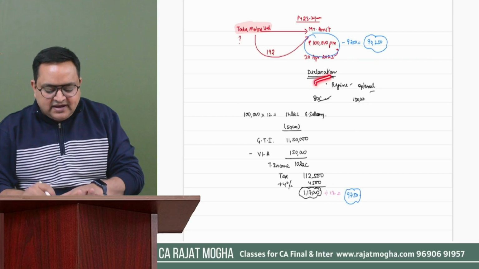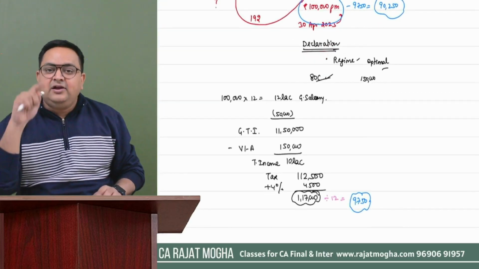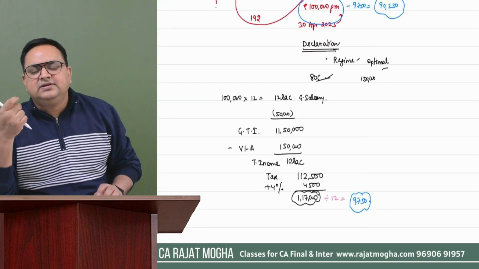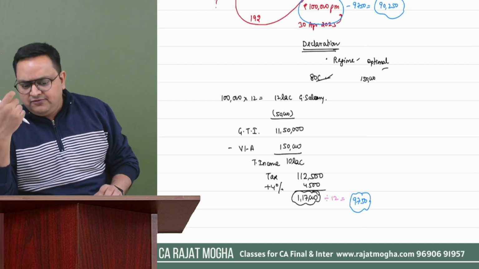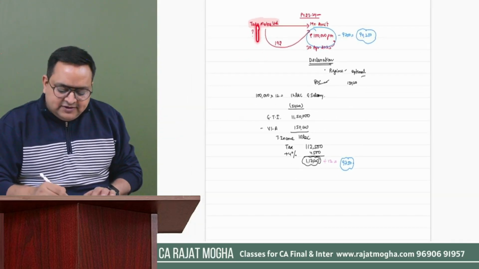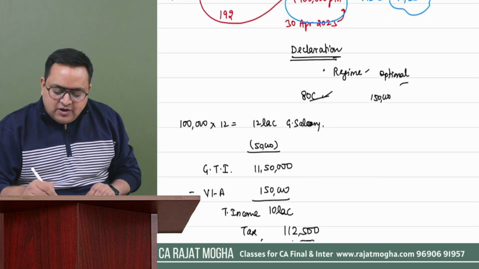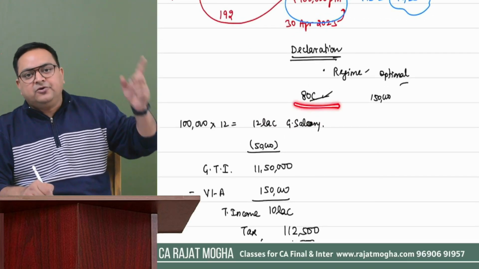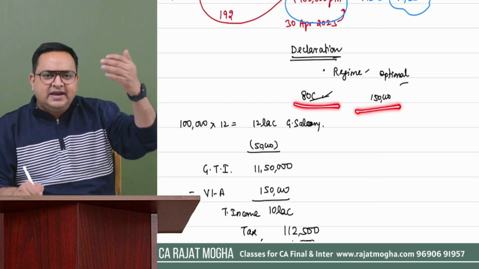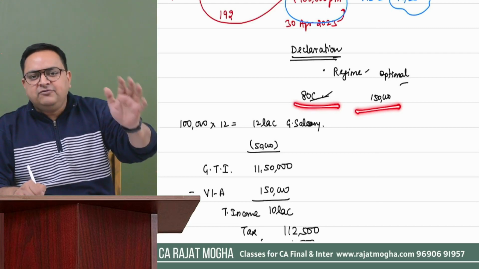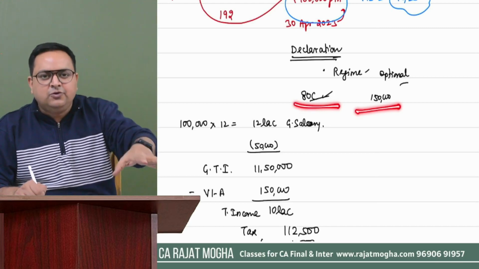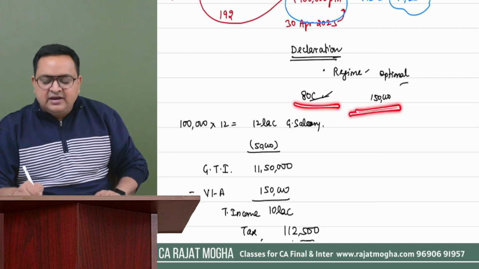Let's say this person has given us a declaration. At the end of the year, in January and February, we will again send this person an email. Boss, you have given us a declaration that you will be depositing 1,50,000 rupees in LIC premium, tuition fees of your children, or housing loan repayment, etc. Please give us evidence also.